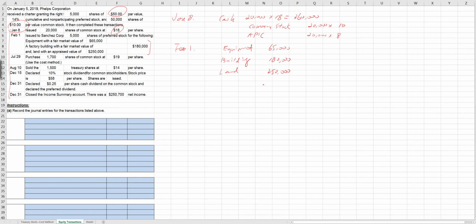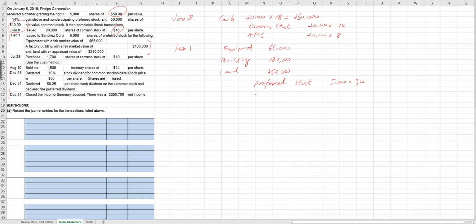And we're going to credit the issuing preferred stocks. This follows the common stock, the same thing. We're going to credit preferred stock. Okay, this records the par value of this issuance. You know, it's $50 per share multiplied by 5,000 shares.